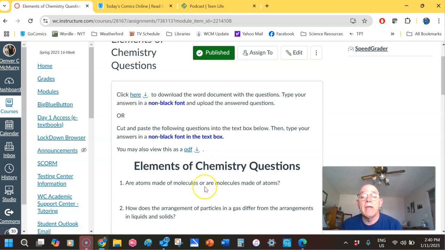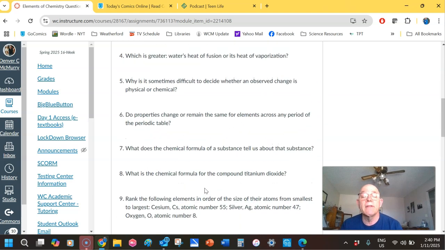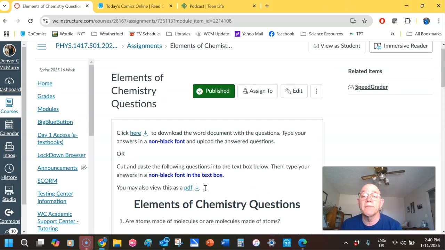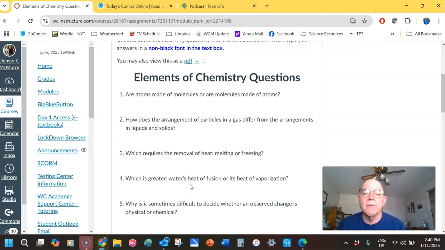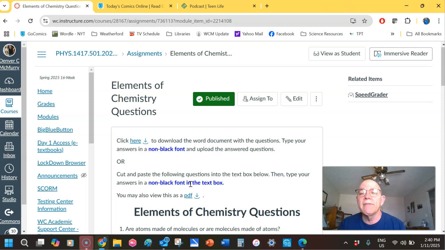I believe it will give you a text box down here where you can actually type in your answers if you want to do that. There's also a PDF you can download. Some people print out a copy and then do it by hand, take a picture of it and send those in. It's up to you, whichever you prefer. But these will usually be due by Saturday of the week.